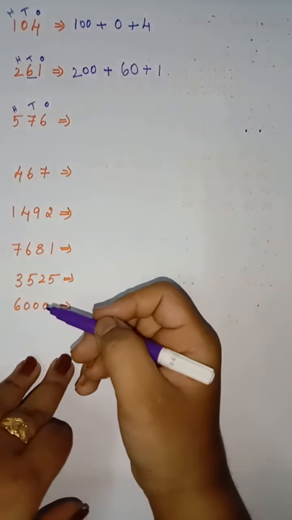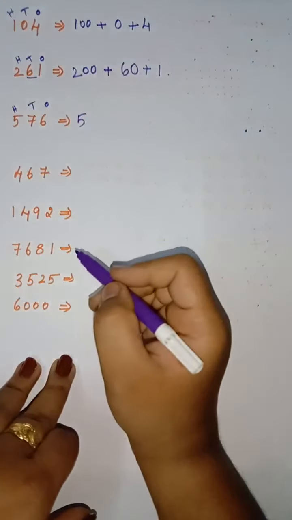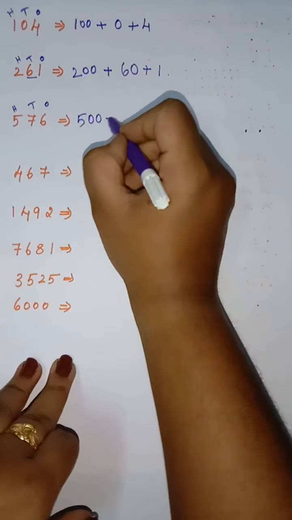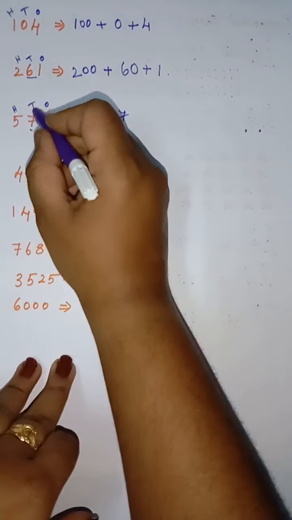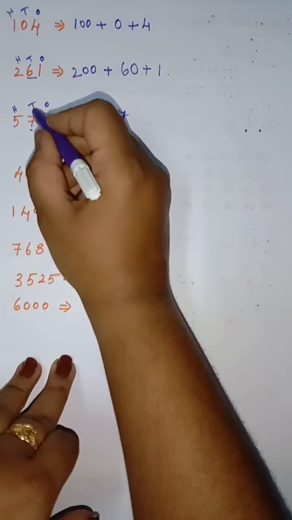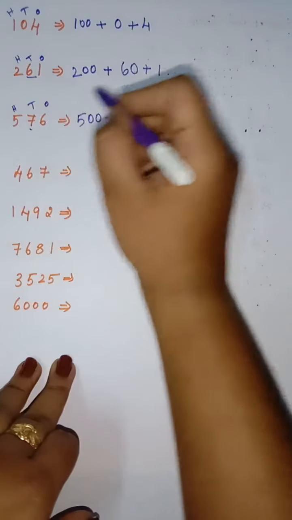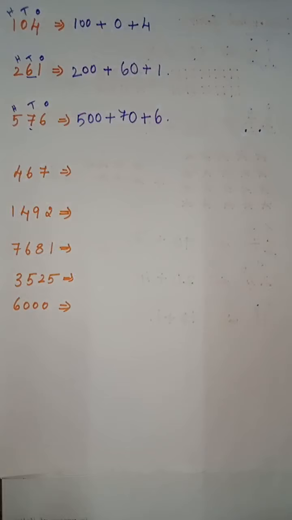Okay, next 576. So 576 means first step is we have to write the place value, ones, tens, hundreds. Now first digit is 5. So as it is, we are going to write it. And for 100 how many zeros will be there? 2 zeros plus next digit is 7. What is the place value given? 10. So for 10 it is only 1 0 and the remaining ones is 6. Clear? Can you understand? This is a very simple method.